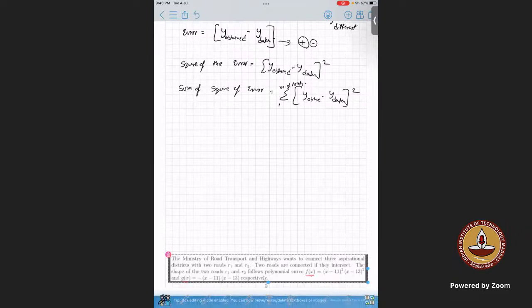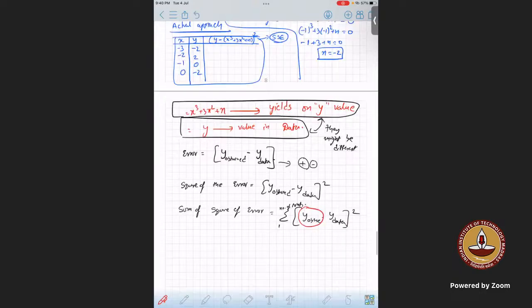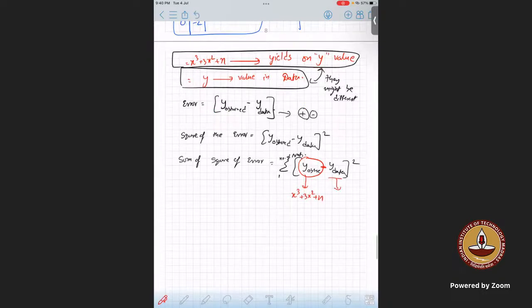Now listen to this very carefully. Here, this y obtained is x cube plus 3x square plus n, and y data is what you have in the data. Clear? And then we got this formula finally.